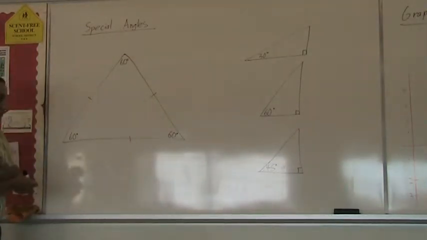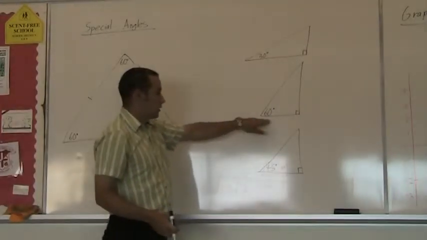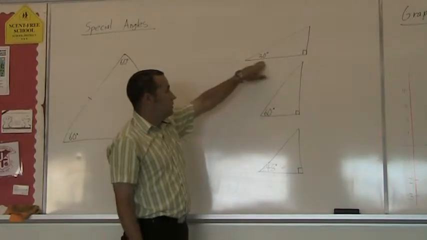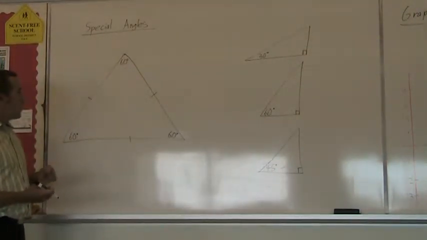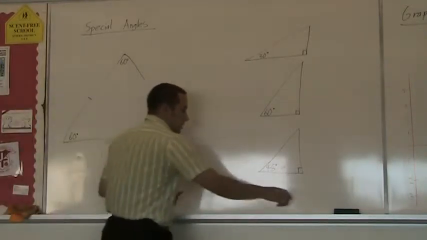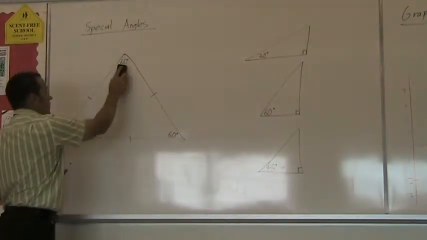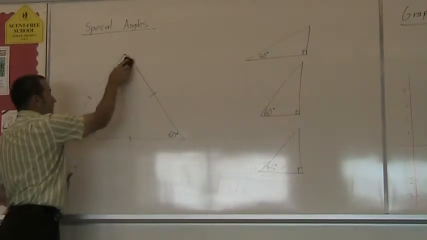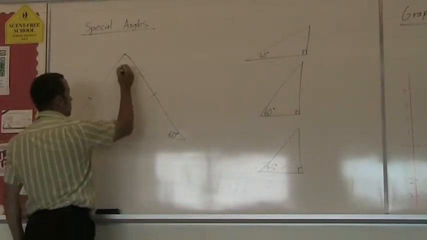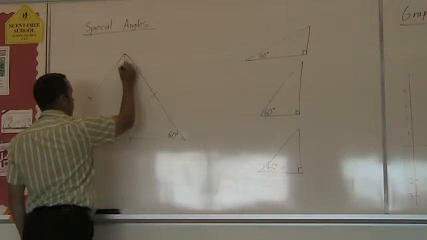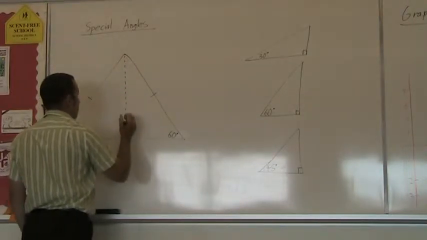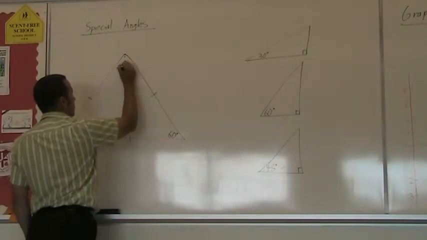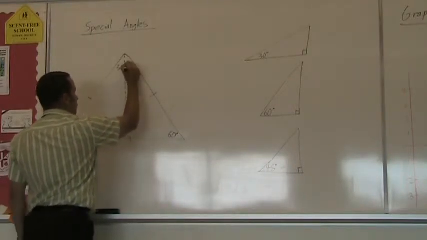So you notice here that that covers one of my angles, that's 60 degrees. I also need 30 degrees. The way to get 30 degrees is to cut one of these angles right in half. So let's take the top 60 degrees here and cut it in half into two 30s. So that means I have 30 degrees here and here.